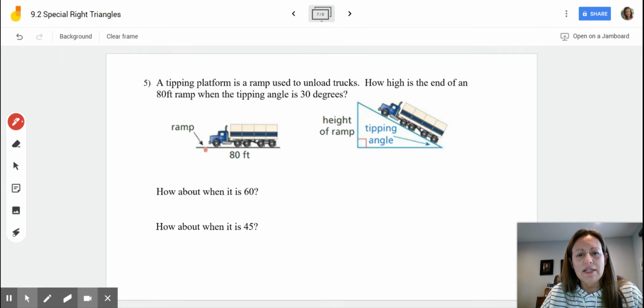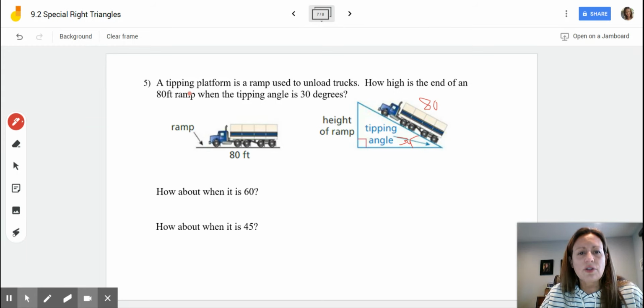Now keep in mind, here's the ramp, 80 feet. Once it is tipped up, the bottom is not 80 feet. The ramp is 80 feet, so 80 is our hypotenuse. And this is the 30-degree angle. Assuming that this is a right angle because of just dropping straight down perpendicular to the ground, we have a 30, 60, 90 triangle.